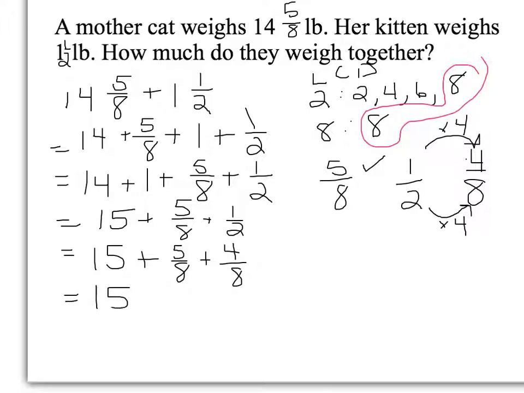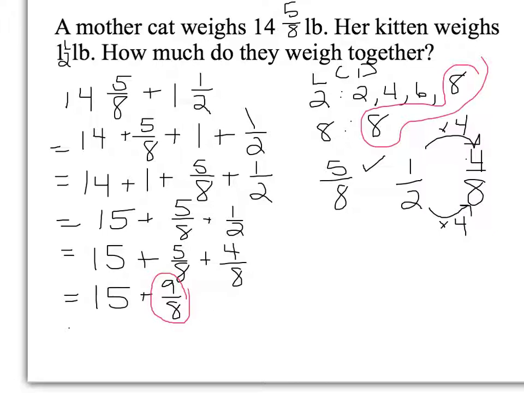Well, now it's just adding fractions with like denominators. 5 plus 4 is 9/8. Okay, what's different about this fraction that wasn't the same for the last example? If you can see it, it's because it's an improper fraction, so we need to simplify it again.